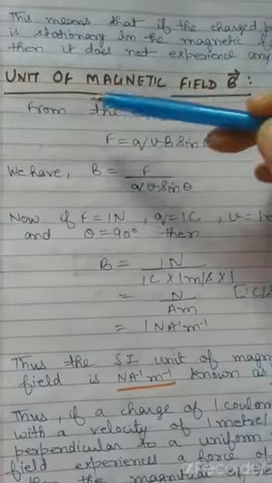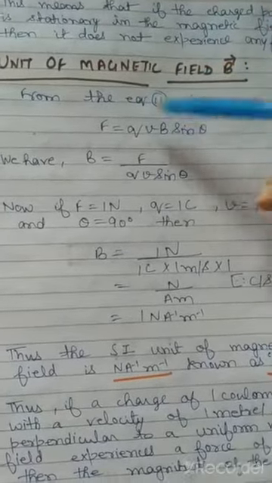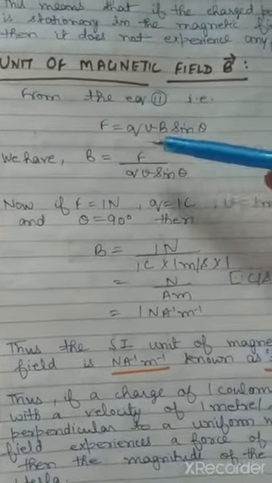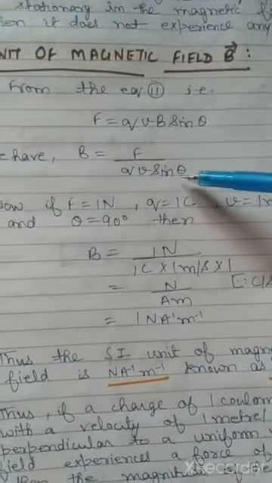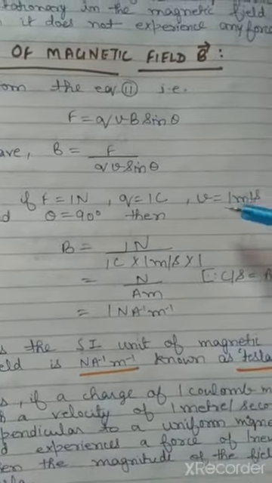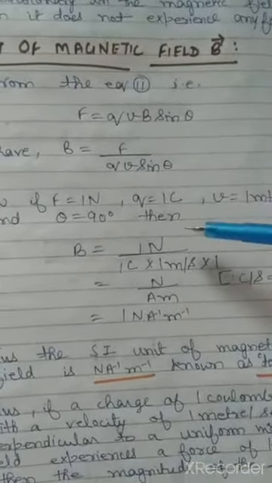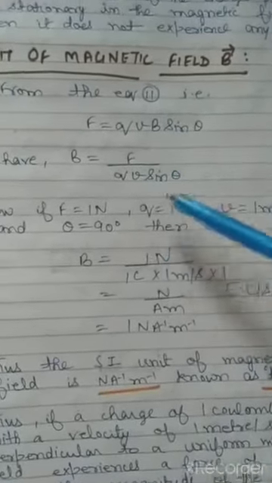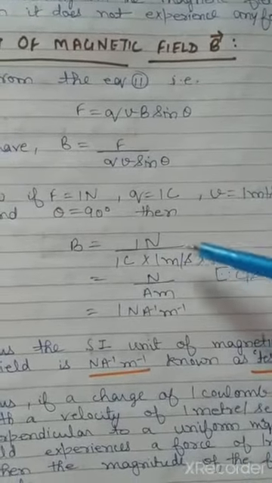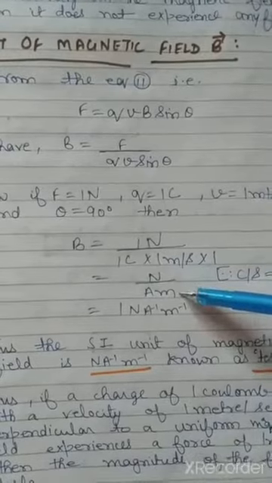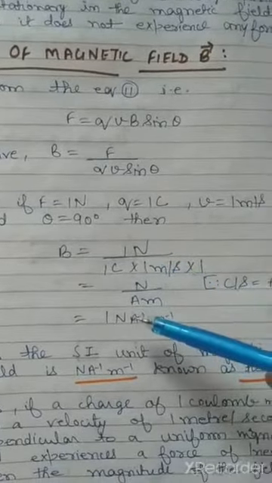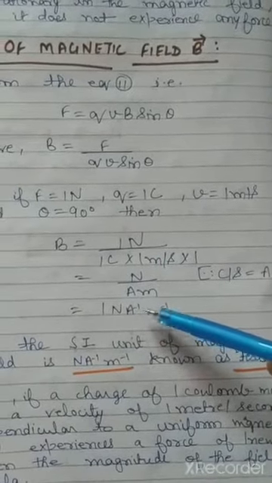Now to find the unit of magnetic field, we can use this formula. F is equal to QVB sin theta, so B will become equal to F upon QV sin theta. Now if force is equal to 1 Newton, charge is 1 coulomb, velocity is 1 meter per second, and theta is 90 degrees, then the unit of B will become 1 Newton upon 1 coulomb into 1 meter per second into sin 90. That will be Newton per ampere meter. That's what we have written in the starting of this chapter, the unit.